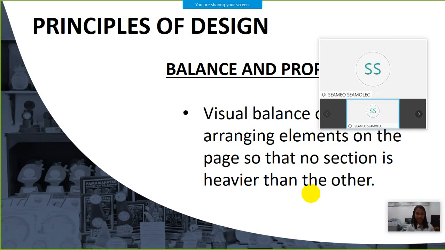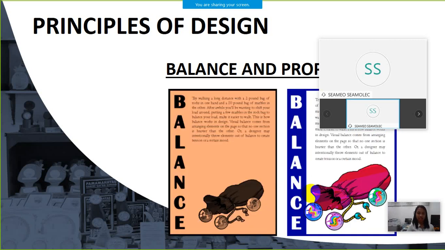Thank you. So balance and proportion, this is a visual balance that comes from arranging elements on the page so that no section is heavier than the other. So pages, just the same as in this example, should not seem top or bottom heavy. Balance can be done by having like or unlike units balance each other. Okay, so you would see in this example that on the left example, the photo is actually enlarged rather than in the second example.